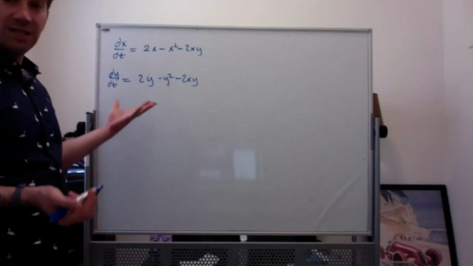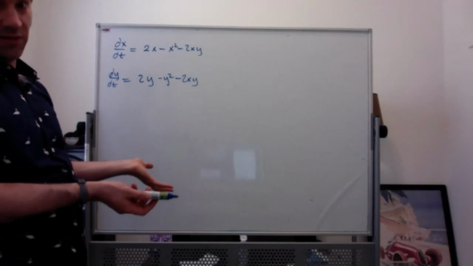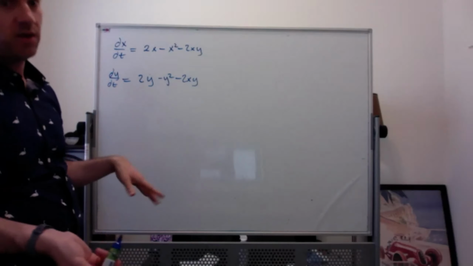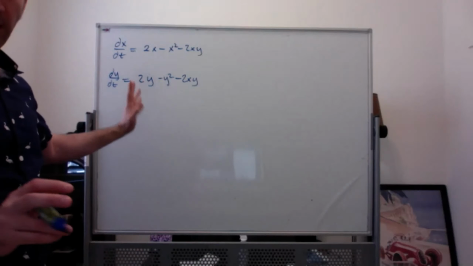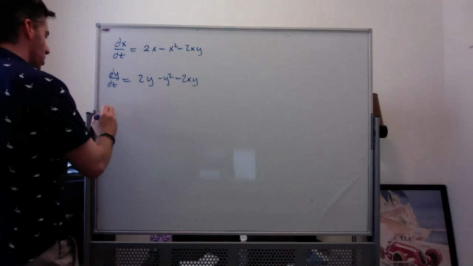So this is non-linear. We don't just have a matrix where we can do A, B, C, D, whatever. So we're going to start looking at this one graphically and forget about that stuff for a minute. I want to look at the null lines.